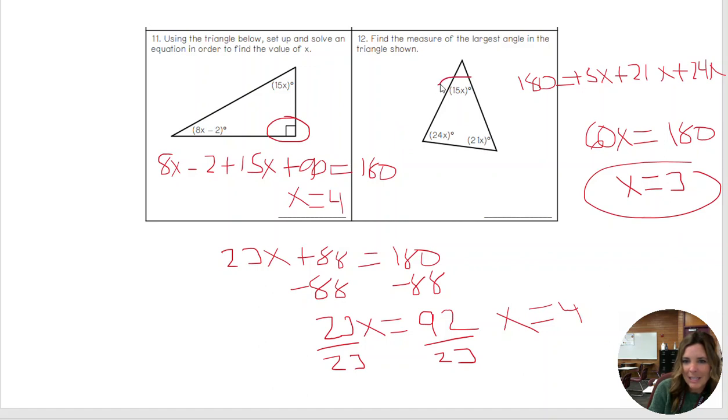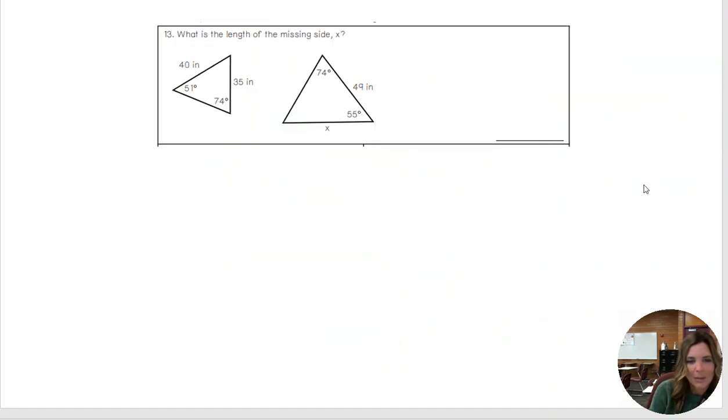Now on each of these, you can see that they have expressions where the number is getting multiplied by x. So when it says find the largest angle, that's going to be this one right here, because the 24 times x is going to be the biggest angle measure. Okay, next one. Find the length of the missing side x.